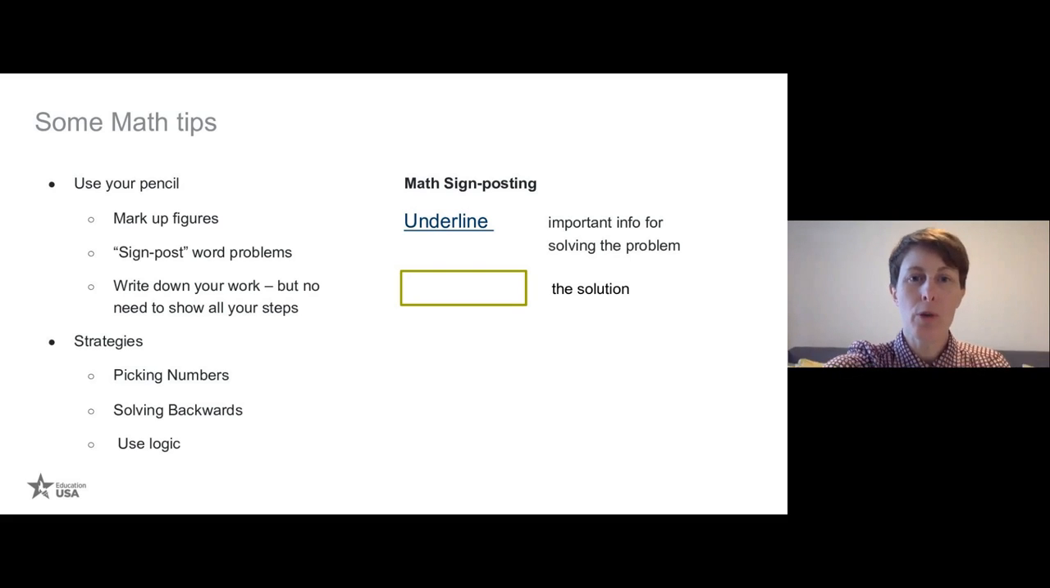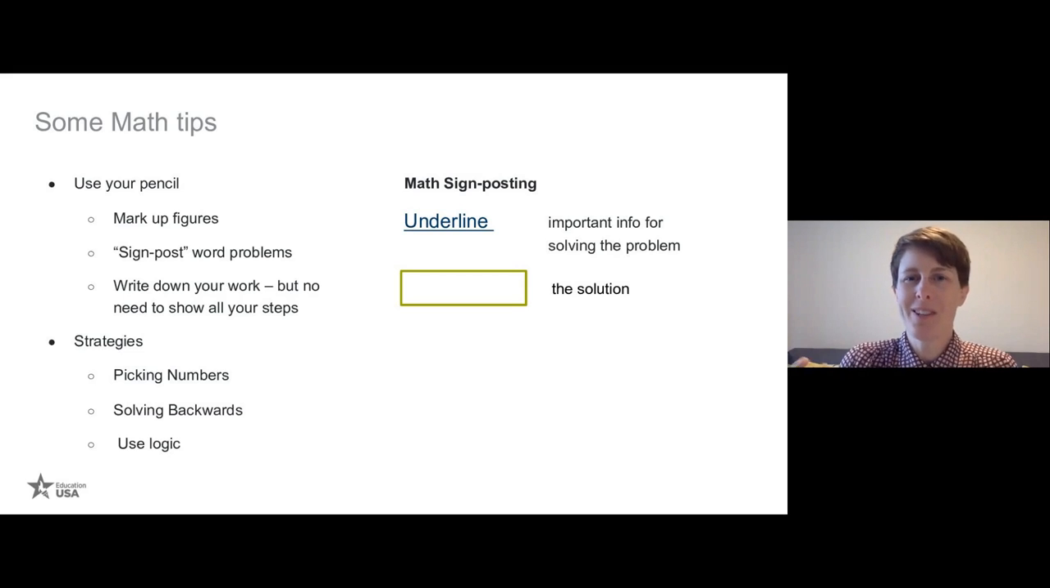So first and foremost, use your pencil. It's very, very important to be marking up your booklet as you go. As we talked about before, you can write anywhere you want in your booklet, all over the figures and wherever. So make sure if there are figures, you're marking them up with the information you've received. You're writing down your work, but you don't need to show your steps as you would in a lot of high school math classes, where your teacher takes off points if you don't show all your steps in the way that they expect you to do it.